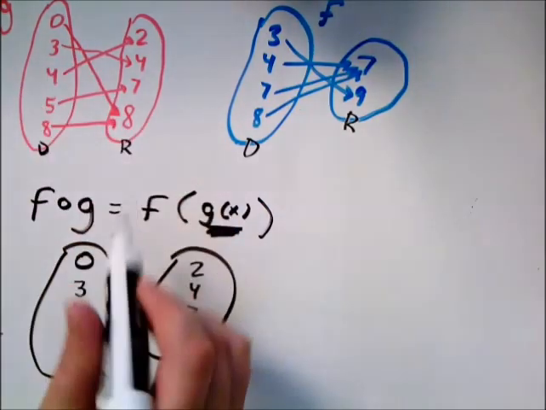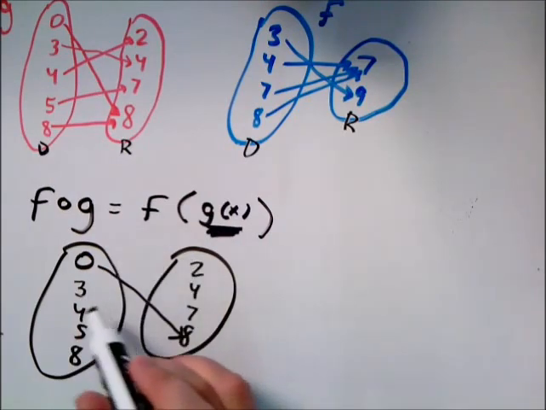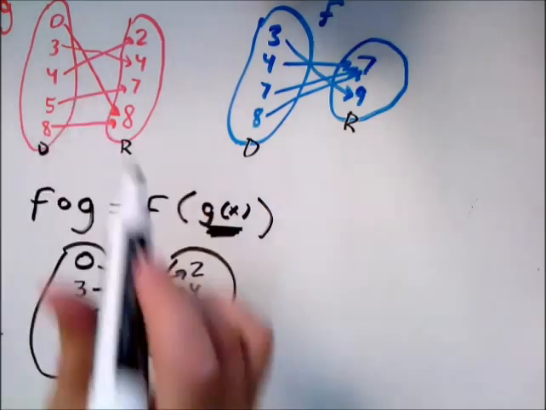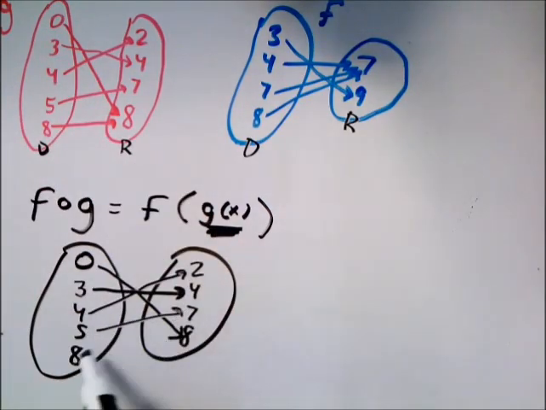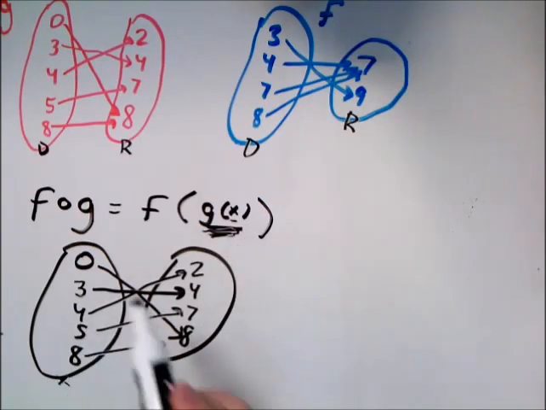So 0 goes to 8, basically just copying this down. 4 goes to 2, 3 goes to 4, 5 goes to 7, and 8 goes to 8. So here's what g of x looks like. You put x values into g. Now we want to take those answers and put them into f.